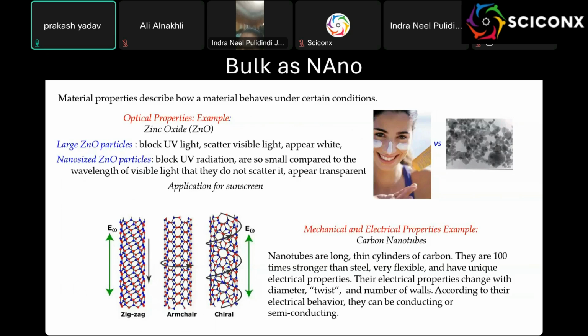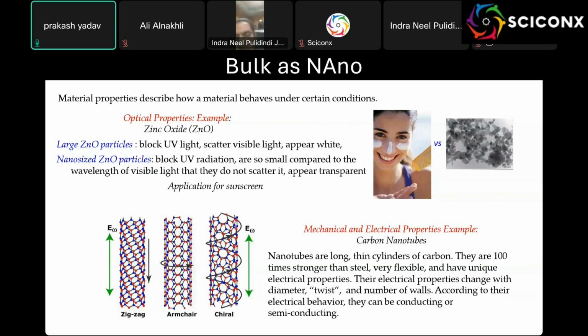But what happened that time, because they use the large nanoparticles, they have scattered the visual light. That's why the sunscreen leaves a white spot, and the skin is not beautiful, but people are using the product on their skin.